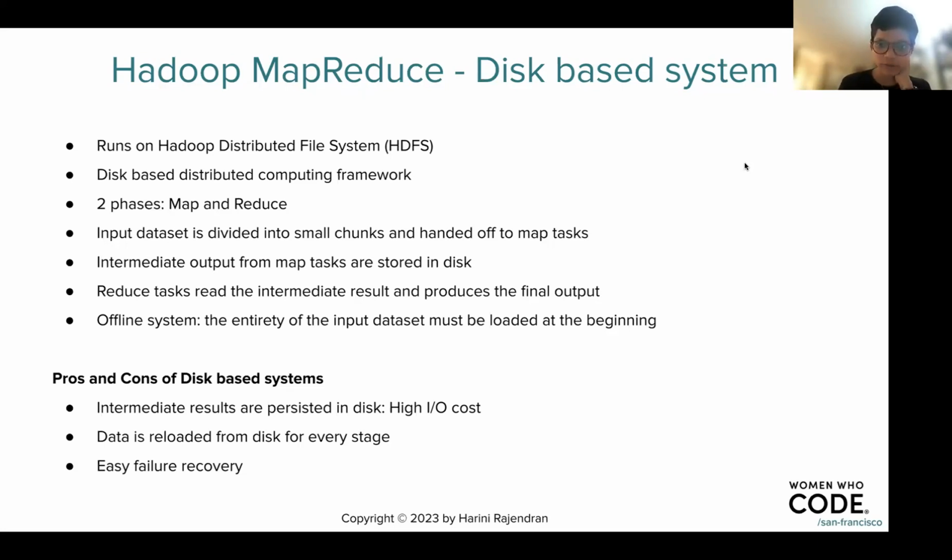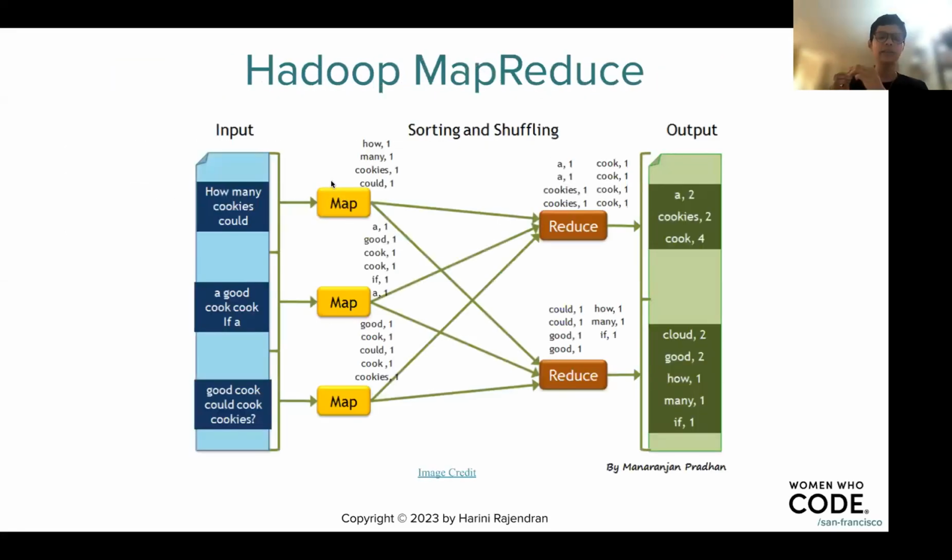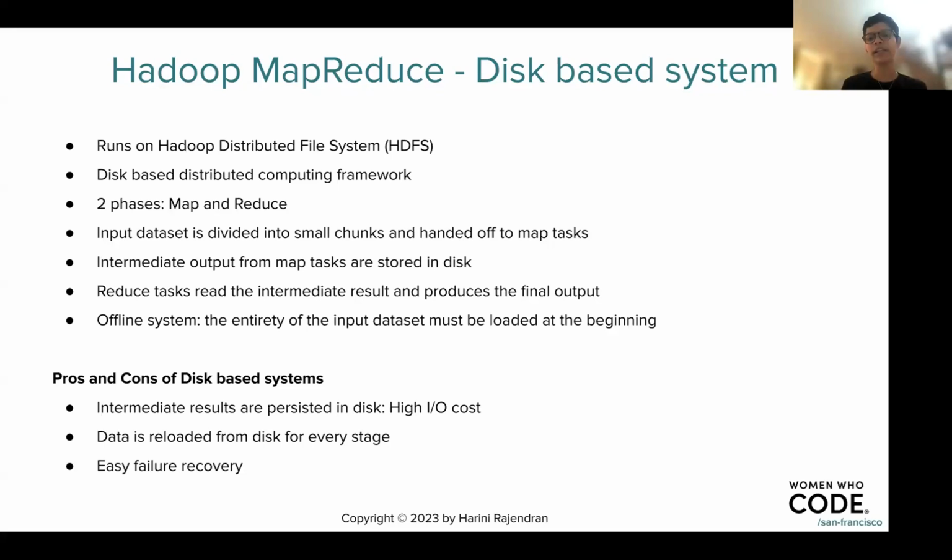So what I mean by an offline system is when the program starts, when the mapper starts, we need all the data to be available so that we can divide them into chunks and give a chunk to each mapper. So the entirety of the data set should be loaded at the beginning of the map phase. So we need all the data. So that's why it's called an offline system.